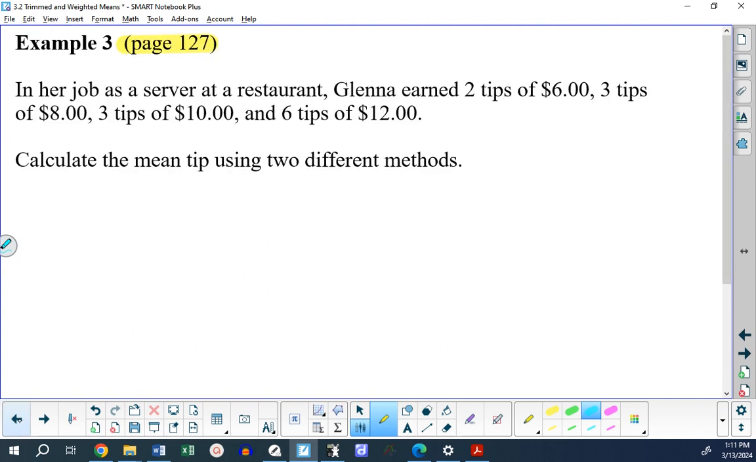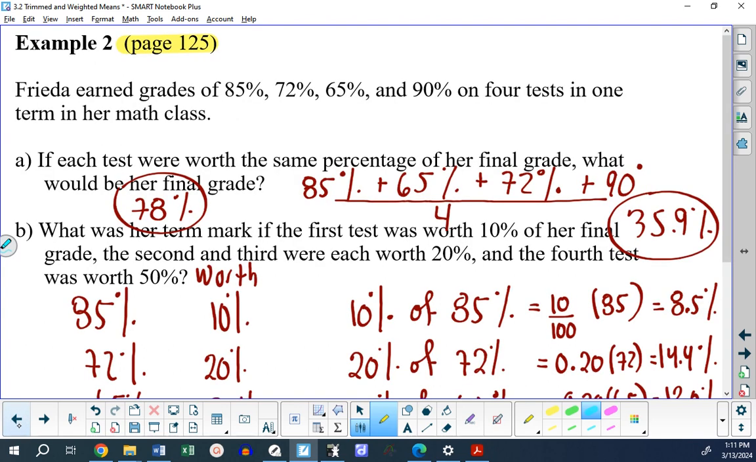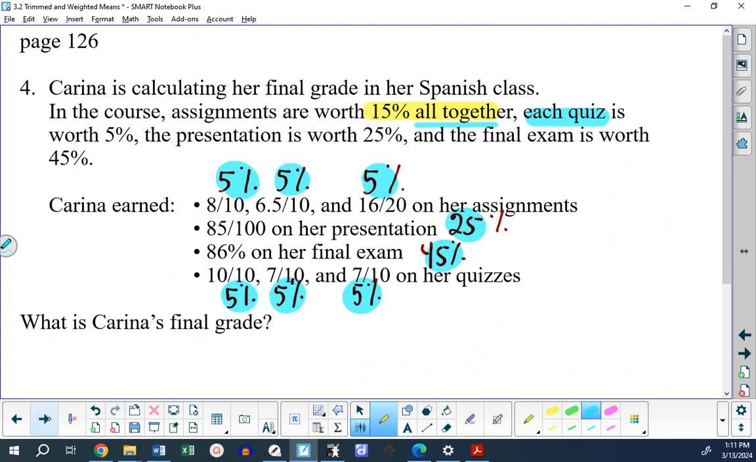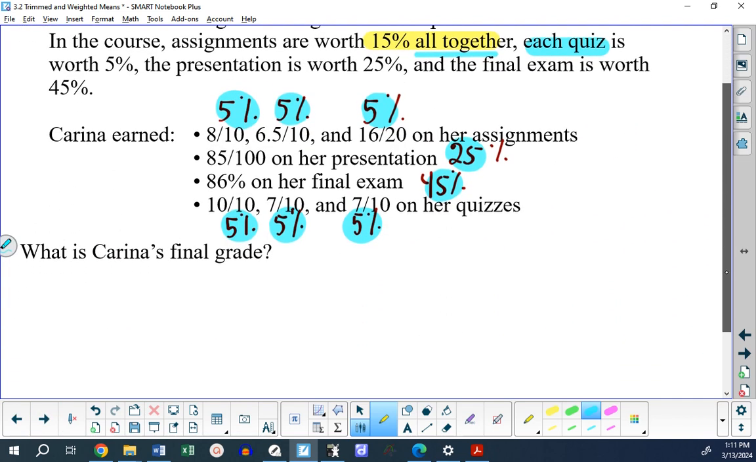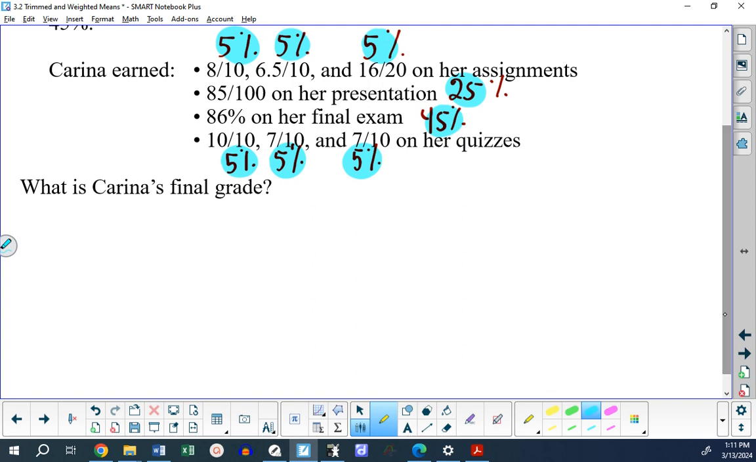When you take a look at that example we did, we knew the percent that Frida got on each of these. We don't know that. What you need to do here is figure out what these percents are. So if you got 8 out of 10 on a quiz, what percentage is that? 80, right? Or you could go 8 divided by 10 times 100. But her quizzes, well, I guess those are assignments, are 80%.